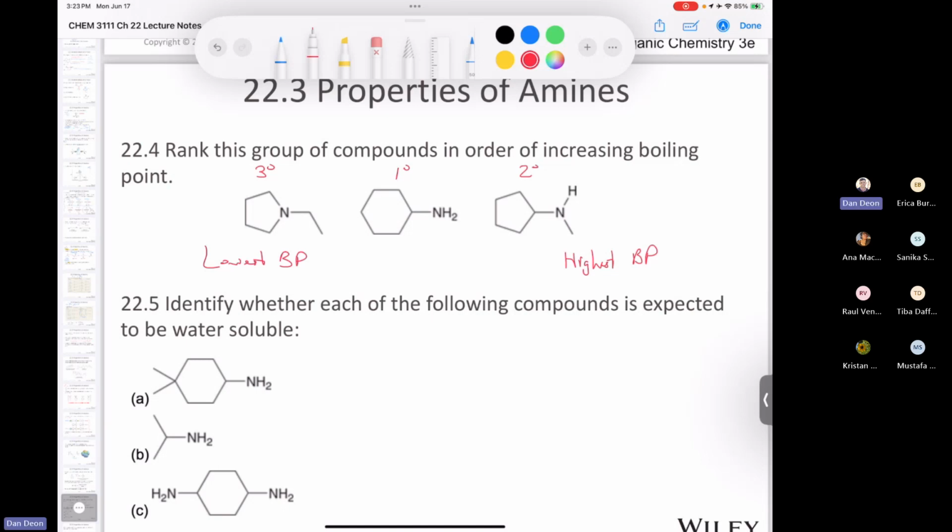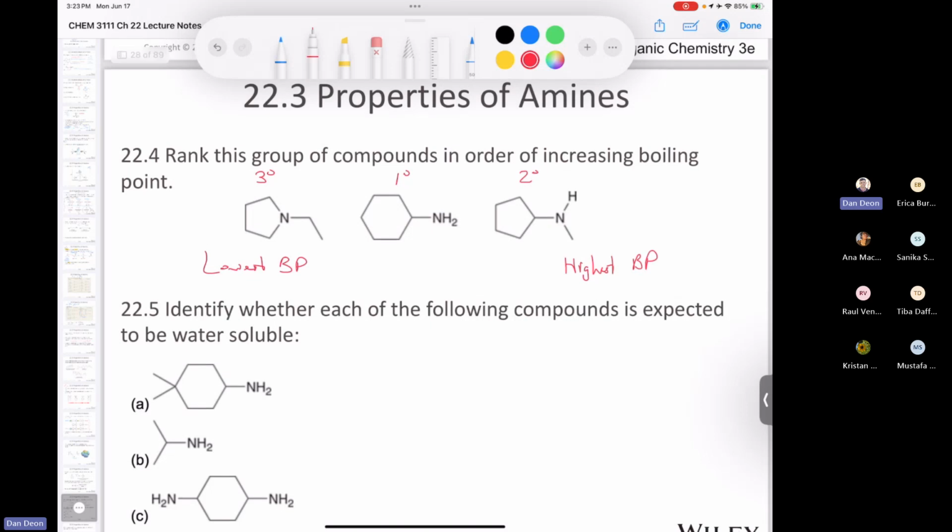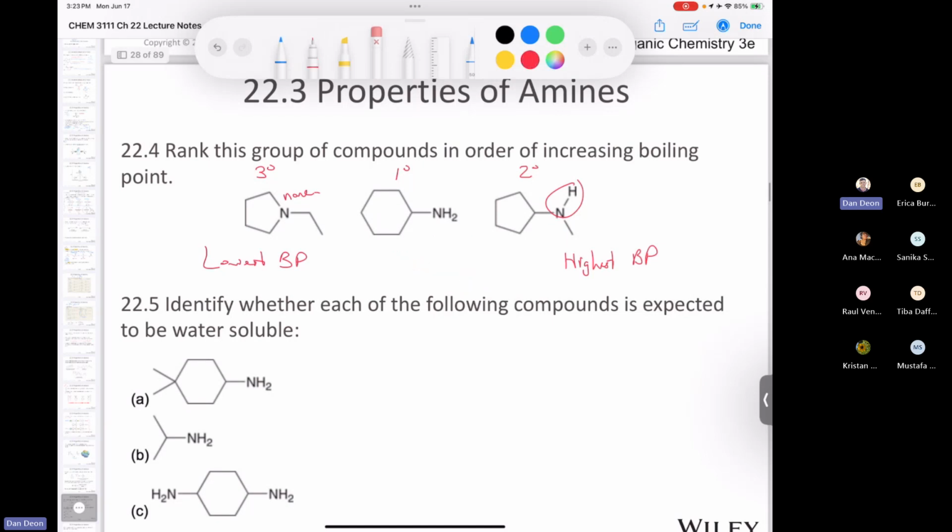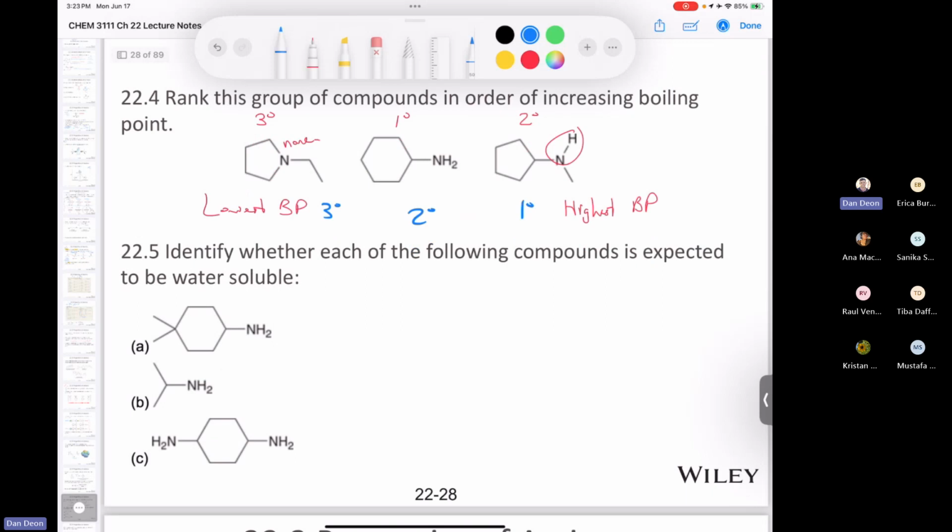No. The one that can do the most hydrogen bonding is the one that has the most bonds to hydrogen, right? So here we have RNH2, so we have 2 possibilities for hydrogen bonding. Here we only have 1, and here we have none. Okay? So the highest boiling point is going to be the primary, exactly. The tertiary will be lowest, and the secondary is somewhere in the middle. Now, the rule that we said for solubility was if you have less than 5 carbons per amino group, then your compound is going to be H2O soluble.